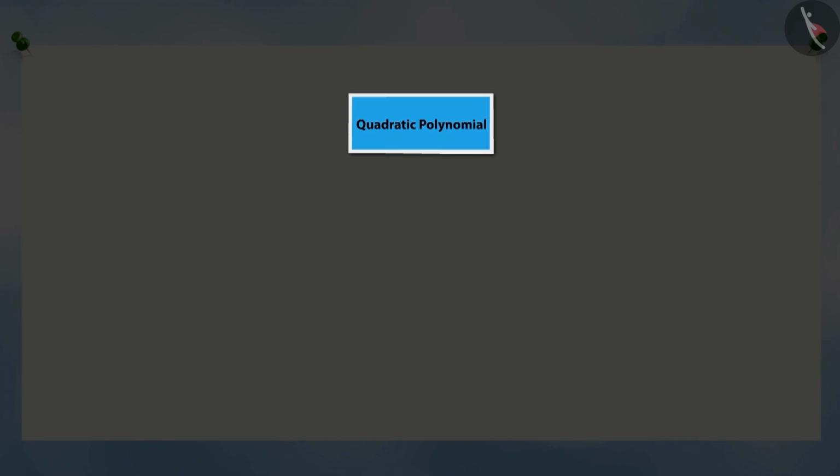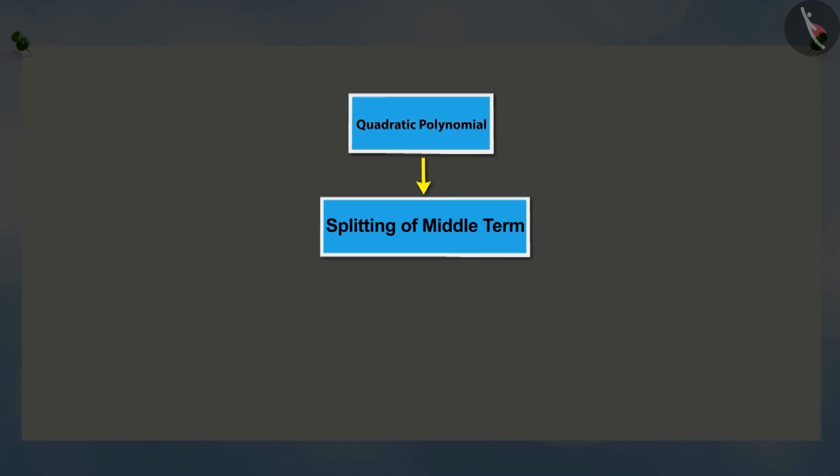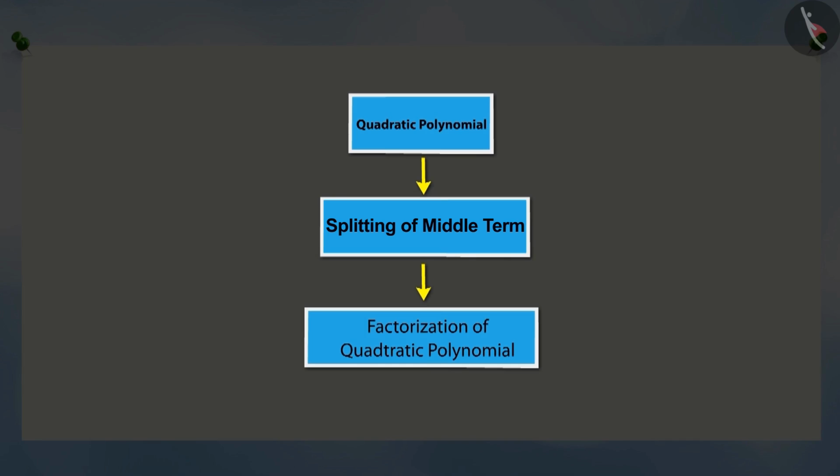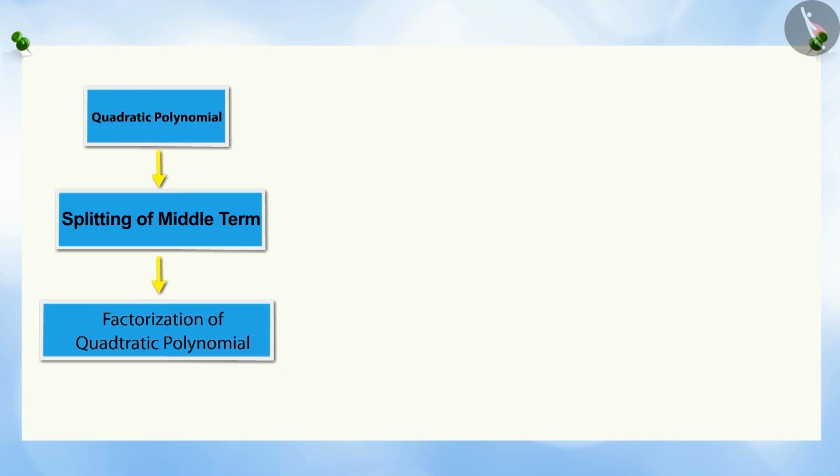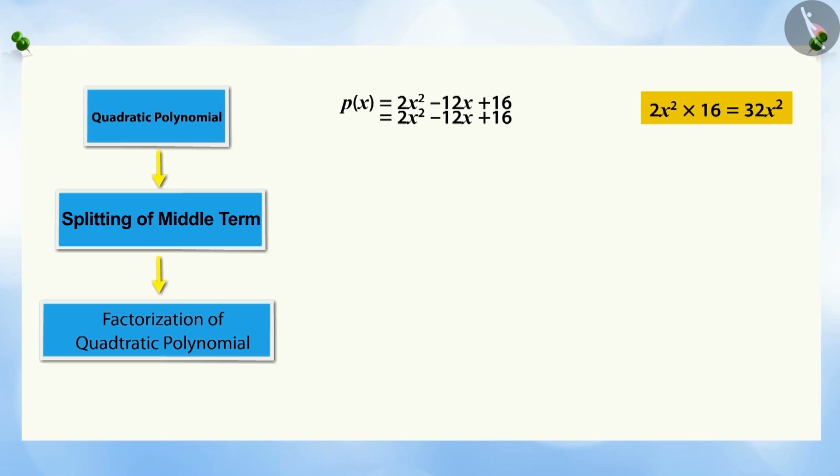Do you know that by splitting the middle term of a quadratic polynomial, it can be factorized? For example, the polynomial is 2x squared minus 12x plus 16. The term minus 12x is written as the sum of two terms whose product is 32x squared. On further solving, we get the factors of this polynomial.